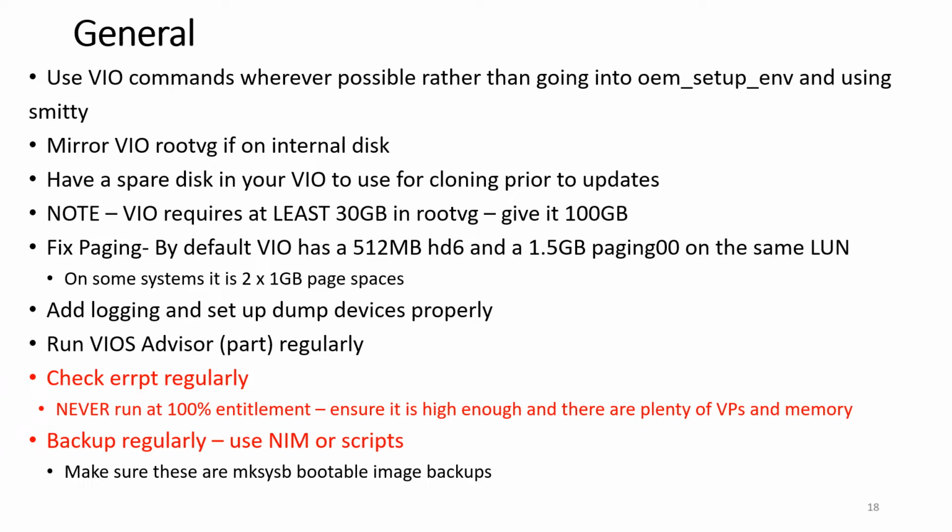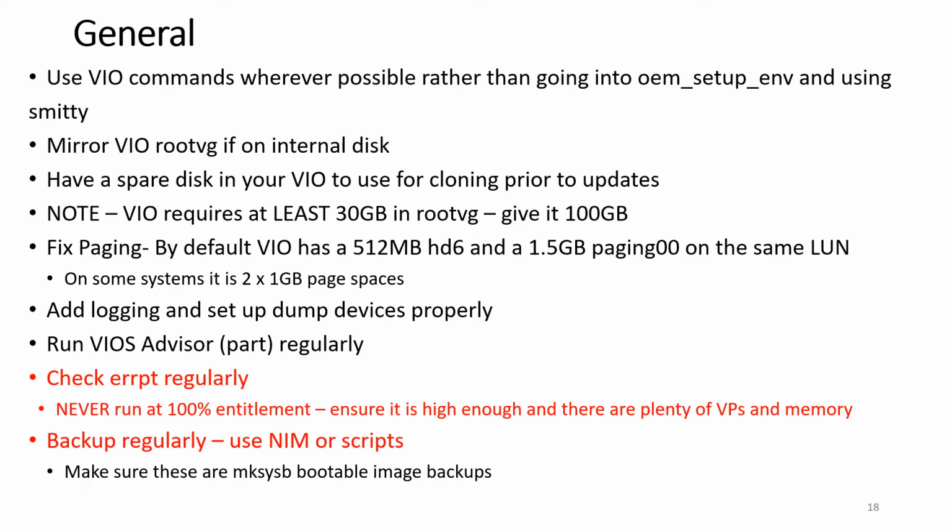I have a comment here on paging because by default, when you install a VIO server, it installs two page datasets on the same LUN, which is an absolute no-no. In some cases, it's a 512 meg hd6 and a 1.5 gig paging00. I've also seen it where they're both 1 gig. So if you see that, you should increase the size of hd6 and just delete paging00. You don't ever want your VIO server to be paging, but particularly if you're on internal disk, you certainly don't want it to be paging between two page spaces on the same physical disk that are different sizes.